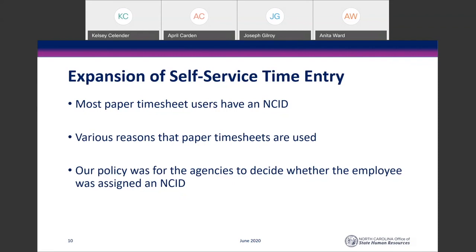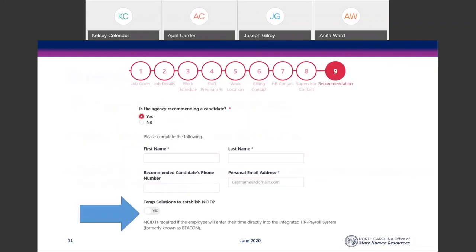So we again started to think about the reasons since the NCID one wasn't correct. And we thought, well, it could be because those temporaries may not have access to a computer. Their supervisor may not have access to a computer. Their supervisor may not have an NCID or access to MSS. Started, again, looking a little bit deeper into this, and we realized that it's sort of our policy that the agencies decide whether the employee was going to be assigned an NCID. And if you go to the next screen, you'll see what I'm talking about here.